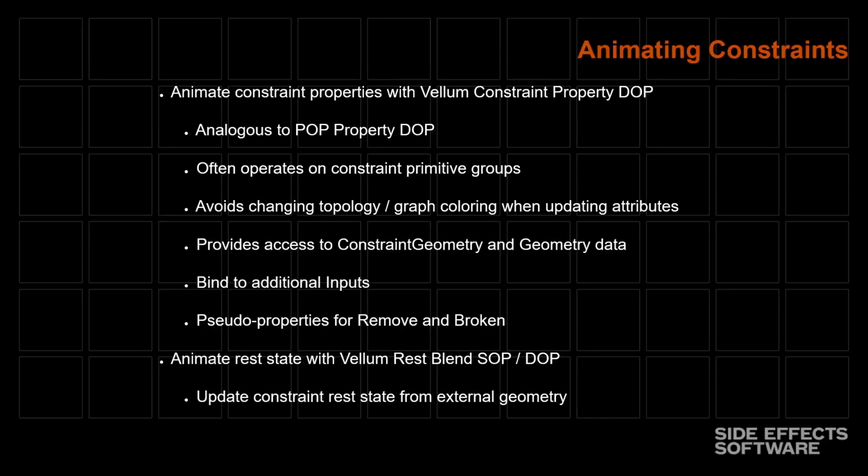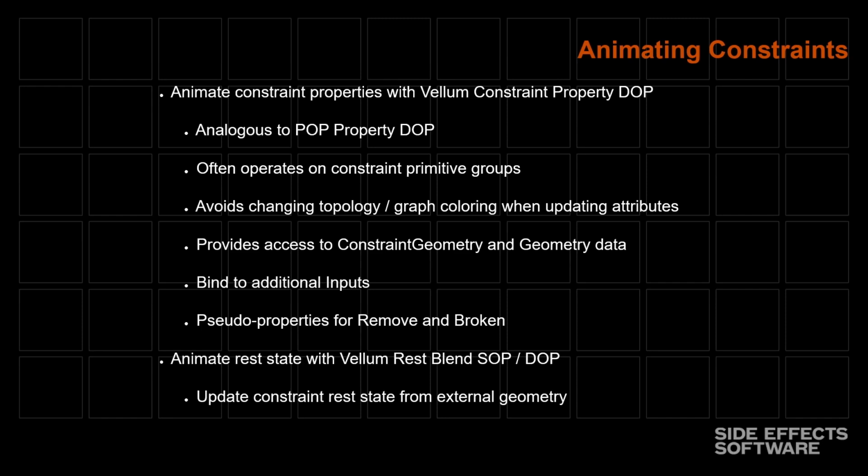Let's look now at animating constraint properties during a simulation. And you usually do this with the Vellum constraint property DOP. This could be for things like changing the stiffness of a constraint or its rest length or something like that over time during the simulation. So possibly as a result of some action that happened in the simulation.